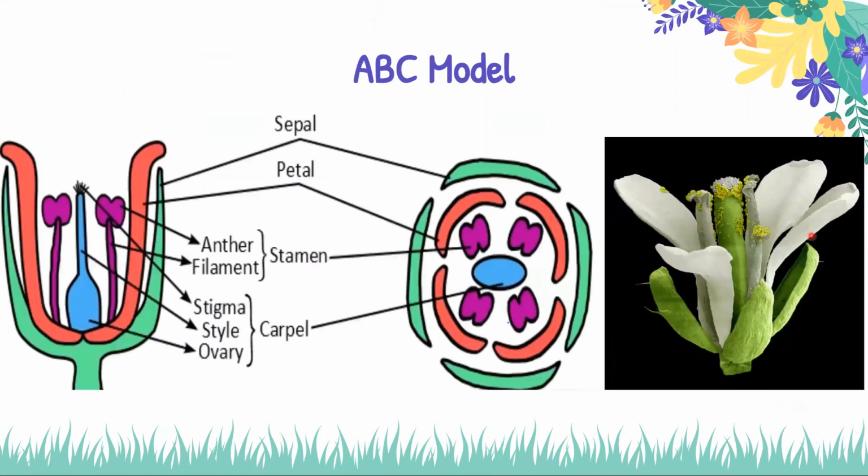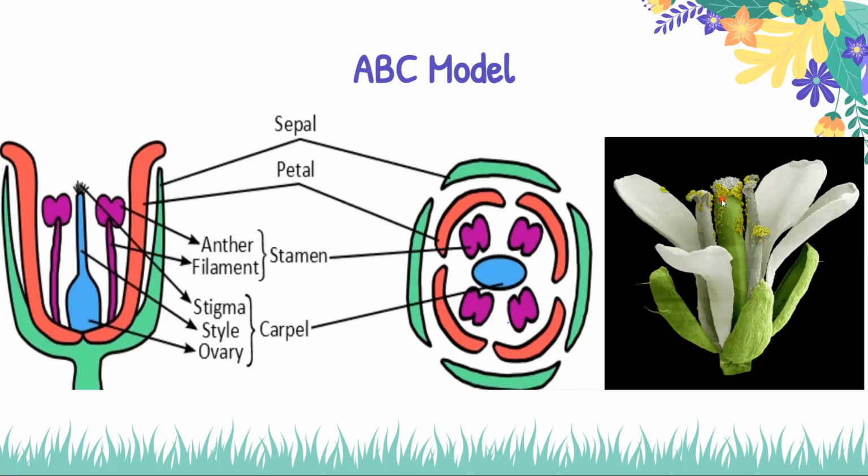Now the ABC model. It's just a revision for you that we all know there are four whorls in a flower. The innermost is the carpel, followed by the stamens, then the petals and sepals. This is how the flower of Arabidopsis thaliana looks. The sepals are right here, and these are the petals. We have the stamen and here is the carpel.